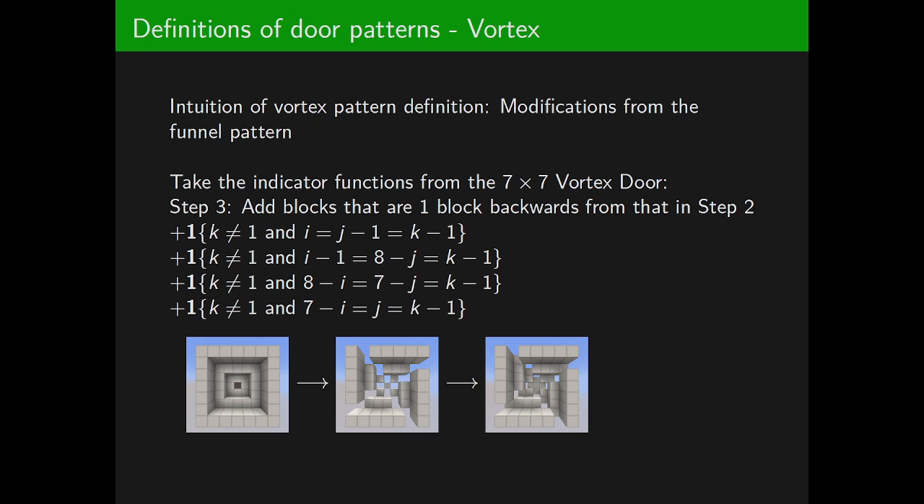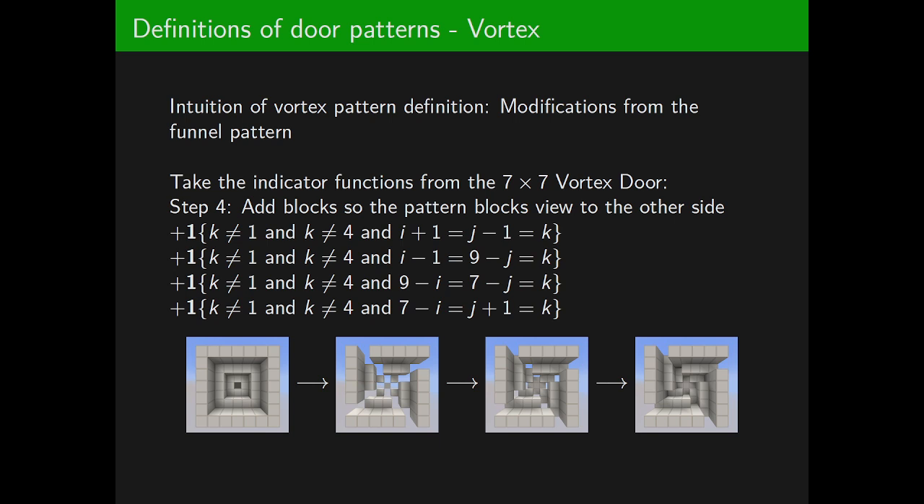And it looks something like this. It still looks broken. So, step 4, make it such that we cannot see the other side. There are no holes. So yeah, that's how we can understand vortex pattern.